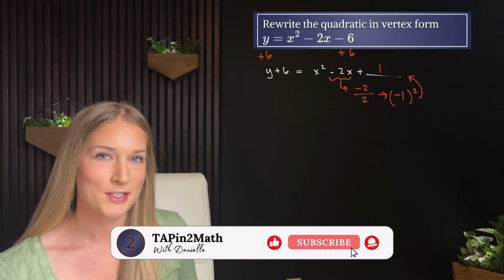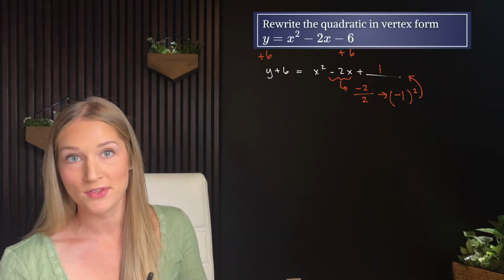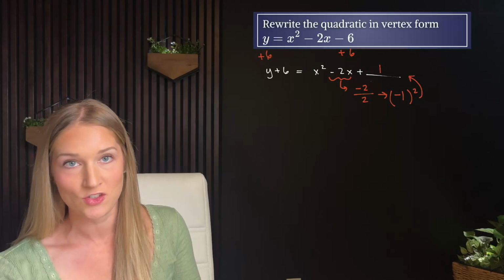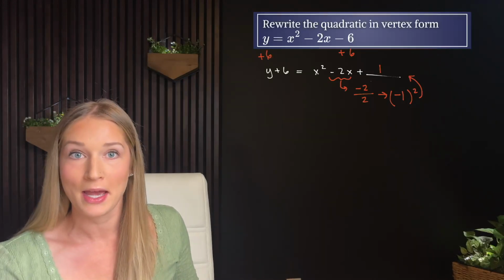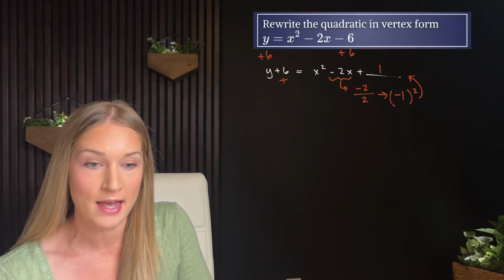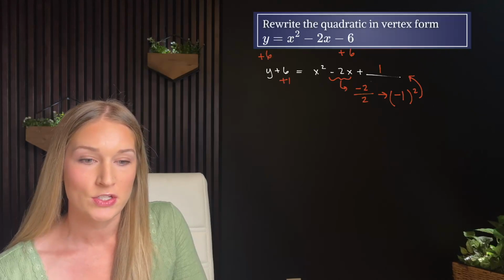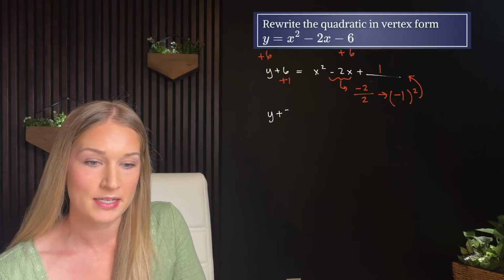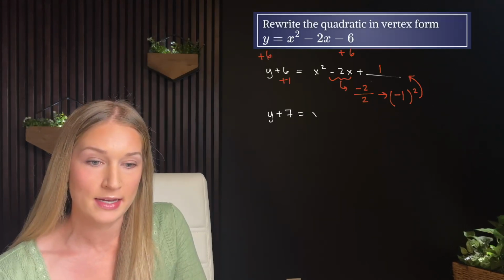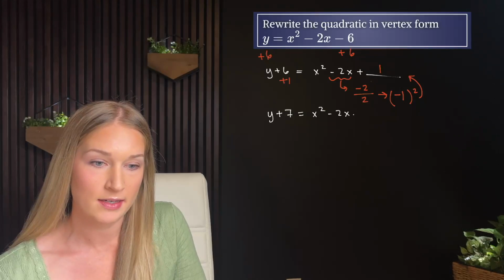The reason that +1 is important is because I also have to do the same thing to the left-hand side of the equation. I can't just throw a 1 on the right and be done with it. I have to also add 1 on the left. So on the left, I've got y plus 7, and on the right, I've got this quadratic.